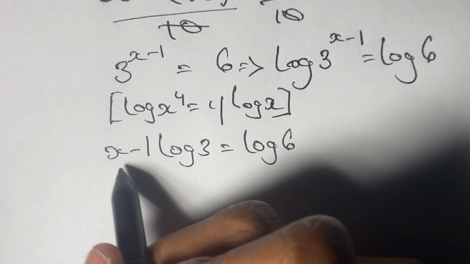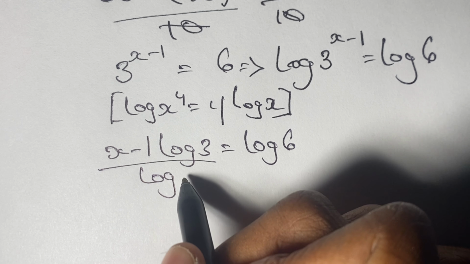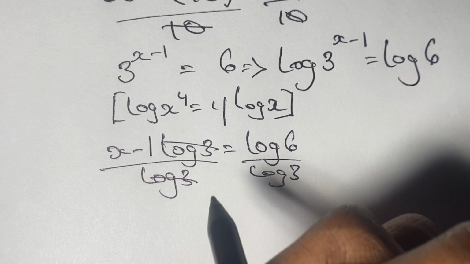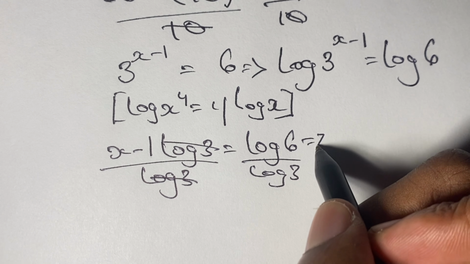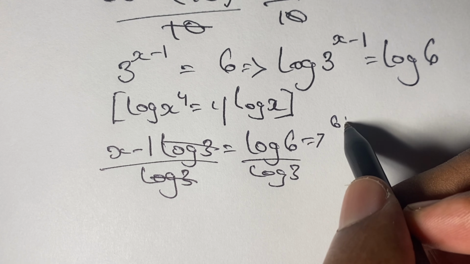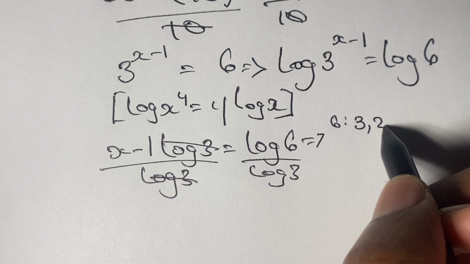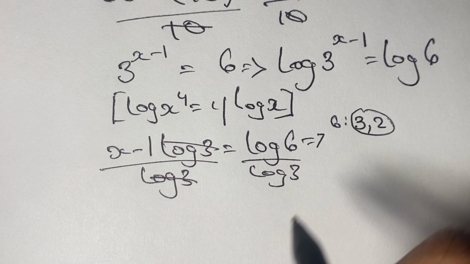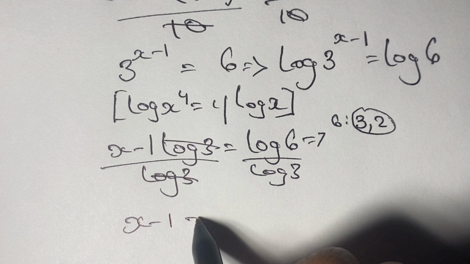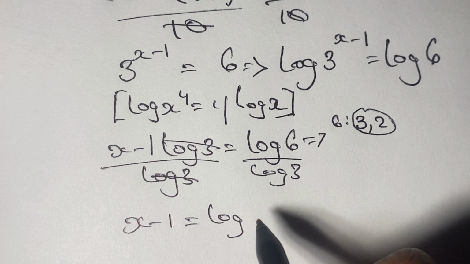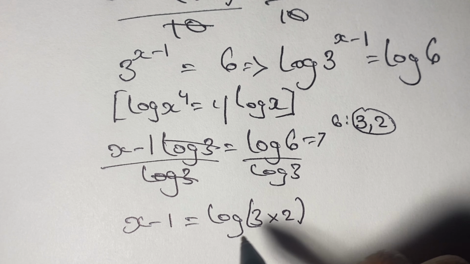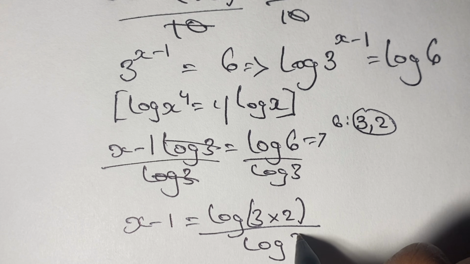And from here, our next step in solving for x is to divide both sides by log 3. So on the left, log 3 will be cancelled out, and on the right, we would have log 6 over log 3. Now we'll be simplifying our equation from here. So we'll take the factors of 6. In this case, we take 3 and 2, as 3 times 2 gives us 6. Now from here, we would say that x minus 1 is equal to the log of 3 times 2 over log 3.